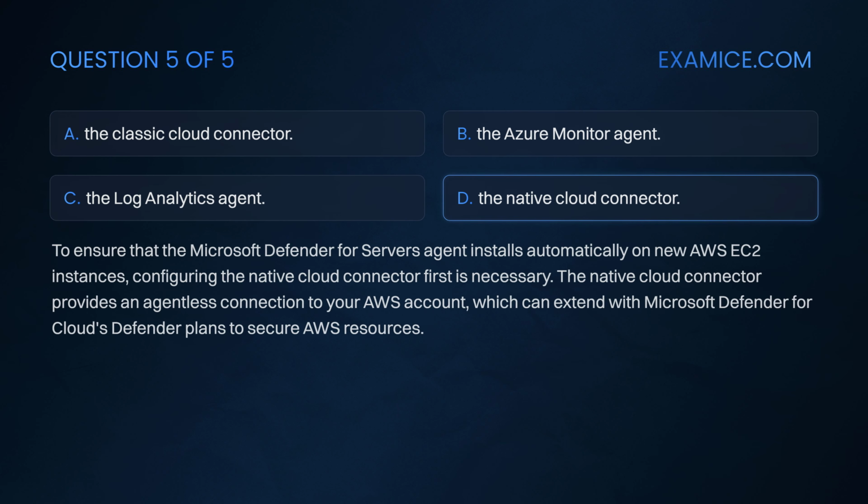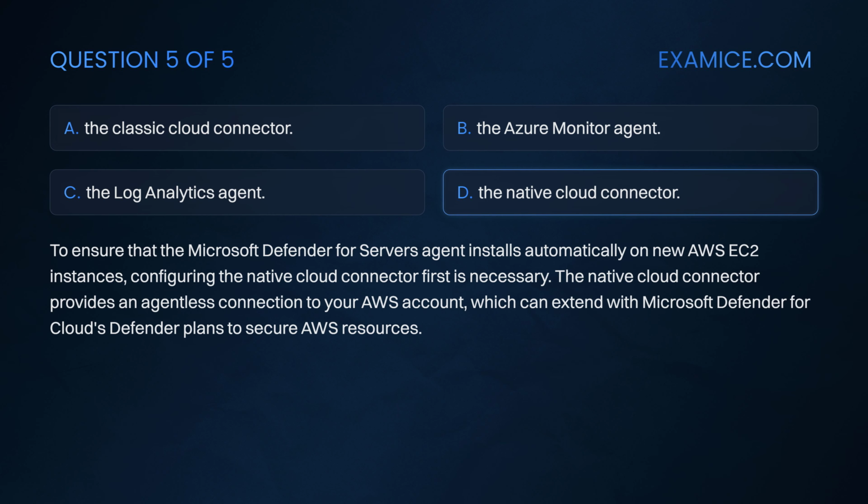To ensure that the Microsoft Defender for Servers agent installs automatically on new AWS EC2 instances, configuring the native cloud connector first is necessary. The native cloud connector provides an agentless connection to your AWS account, which can extend with Microsoft Defender for Cloud Defender plans to secure AWS resources.